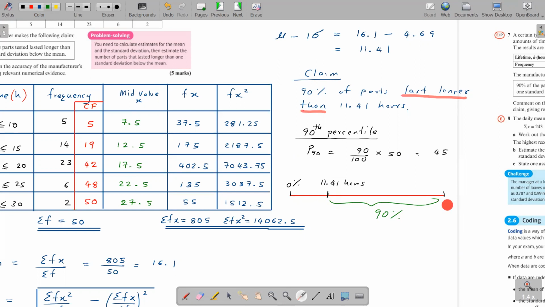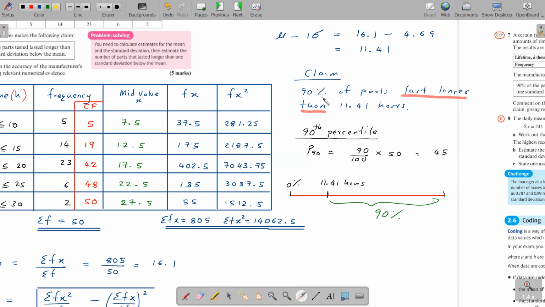Can you all understand? Which means below this 11.41, how much of a lifetime is there? In other words, only 10% of parts will last lesser than 11.41 hours. So now we need to check whether this claim is correct. Are you with me?